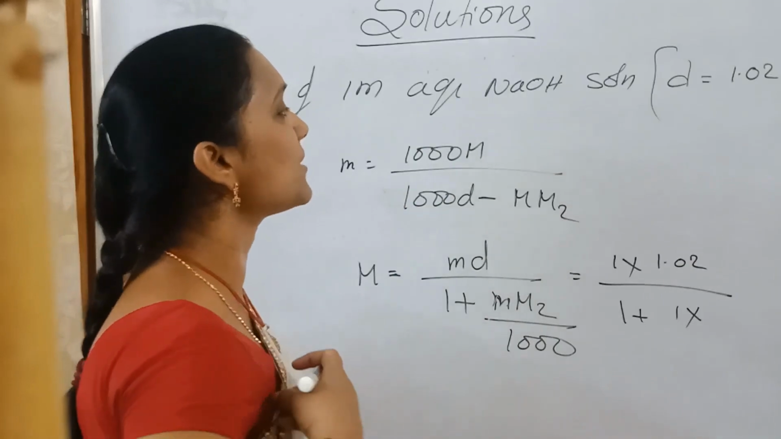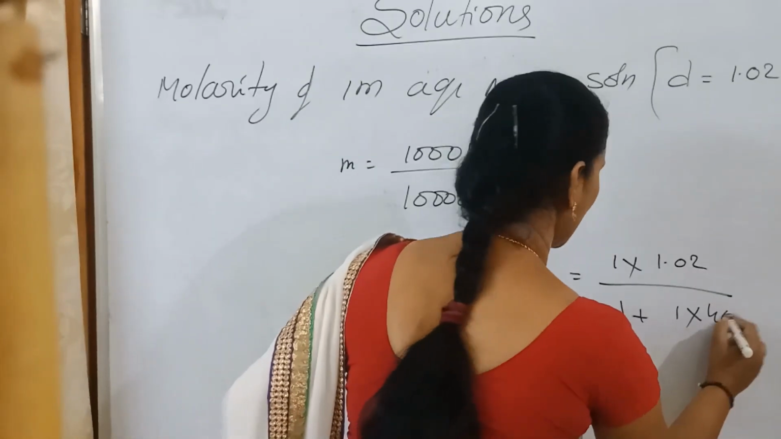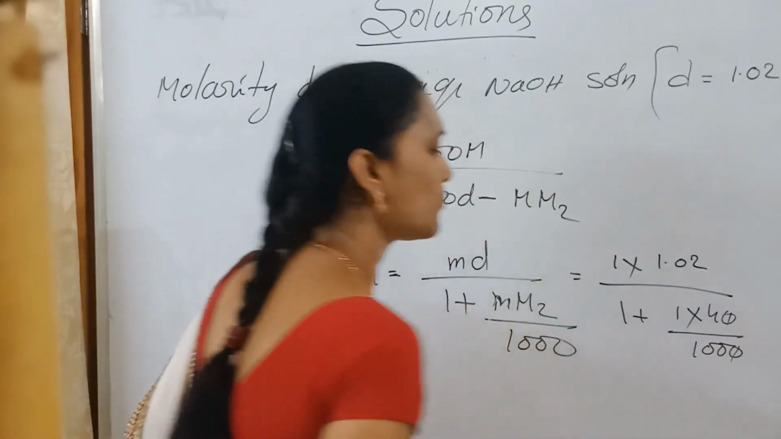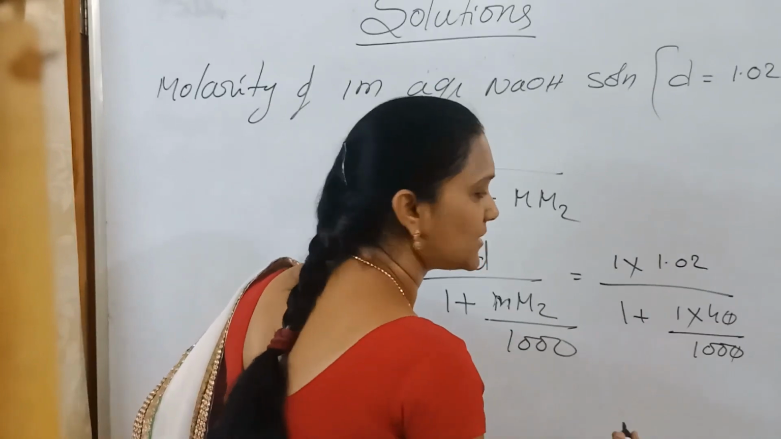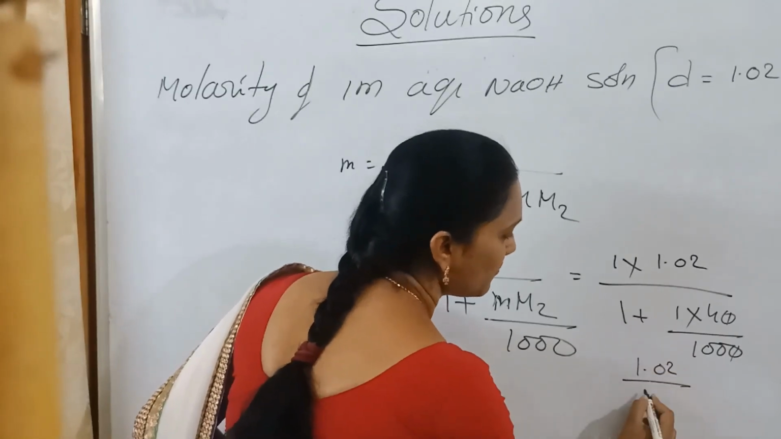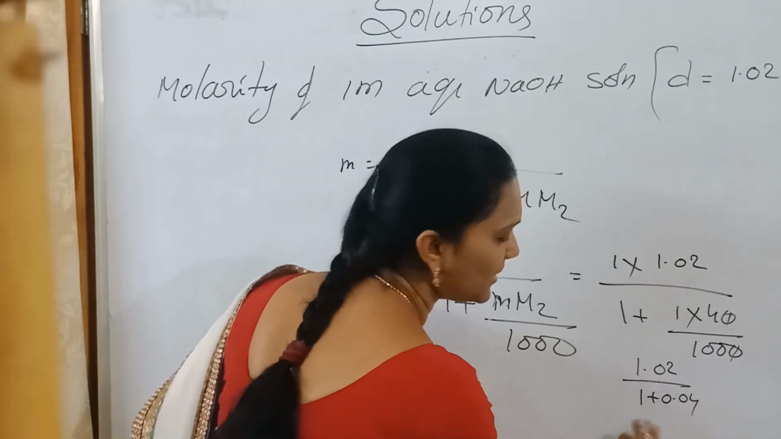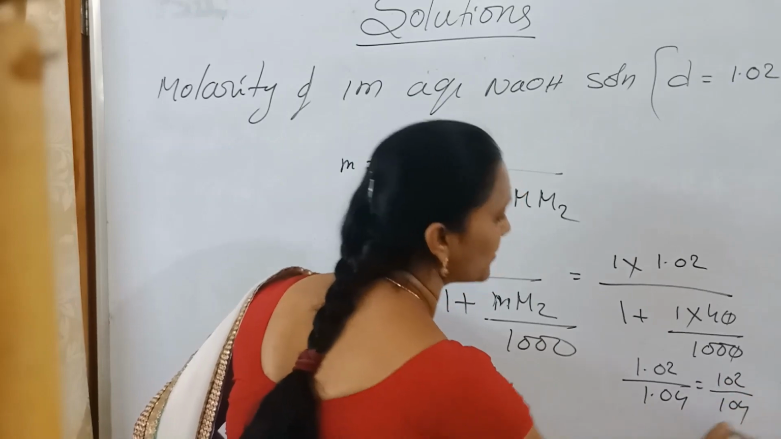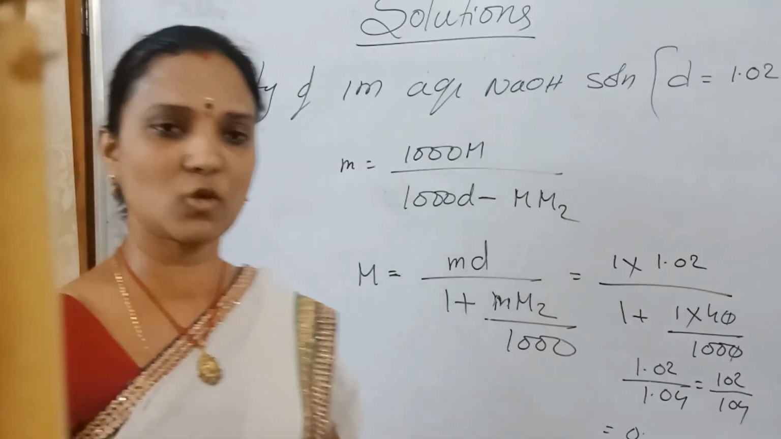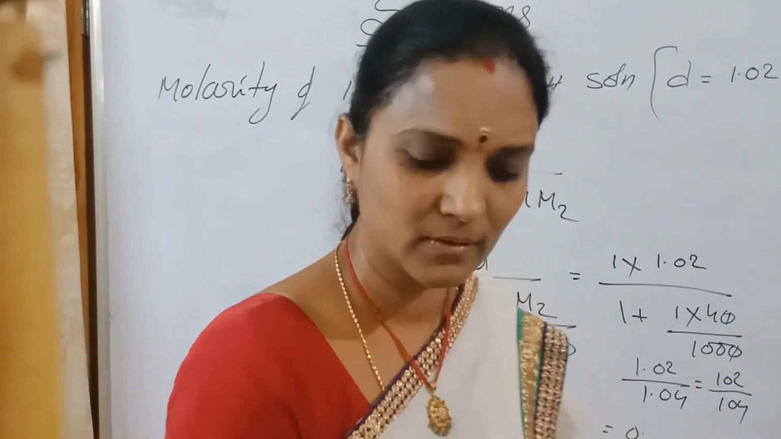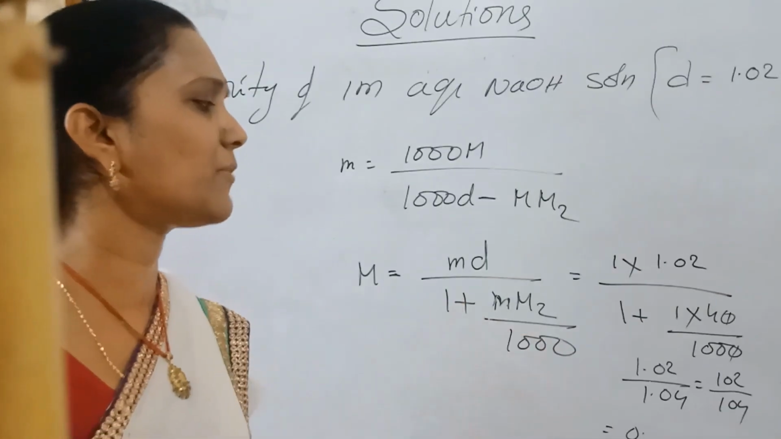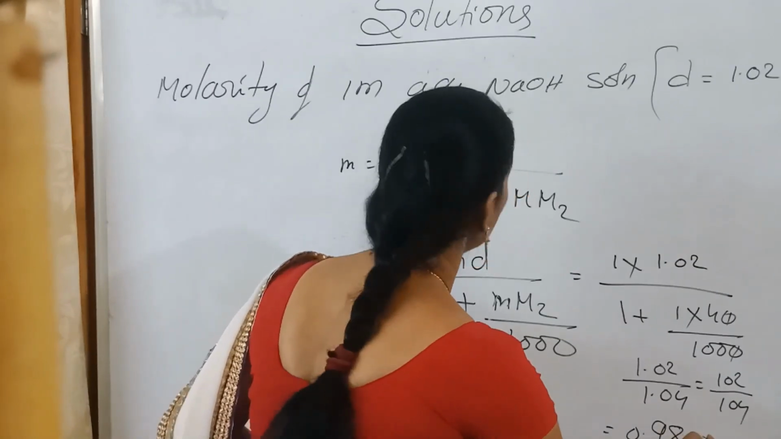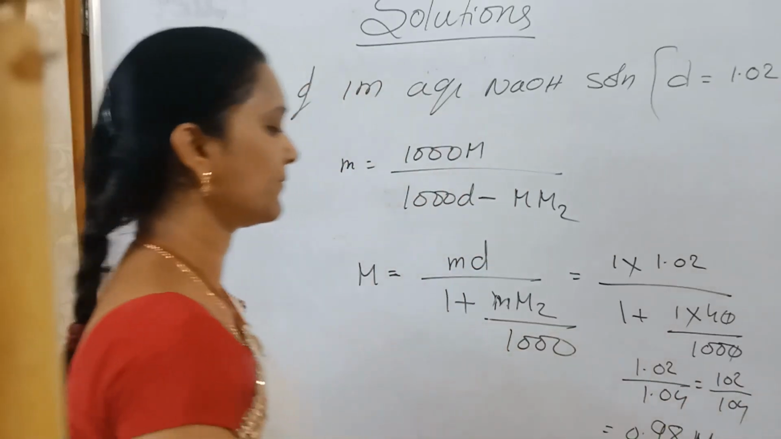This is the solute. So what is the molecular mass of sodium hydroxide? 40 by 1000, which is equal to 0.04. So 1.02 by 1 plus 0.04, nothing but 1.04. So 102 by 104, solve this, getting definitely near 0.98. Molarity they are asking. So yes, this is the answer.